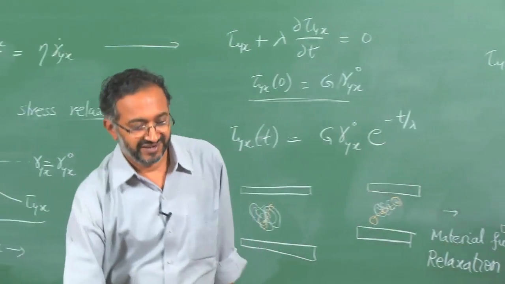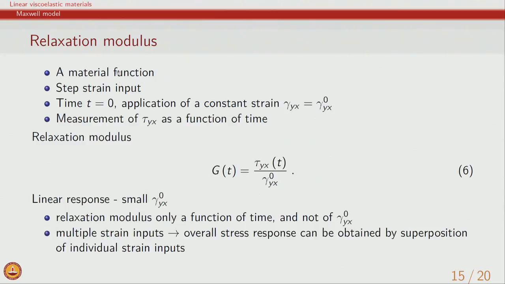So which is defined here, this is a material function which is done when a step strain input, or step strain perturbation, is given to a material. At time t equal to 0, a constant strain is applied and stress is measured. We should remind ourselves that how this measurement is done will depend on the geometry, and so on. The relaxation modulus is then defined as G of t, stress divided by gamma.